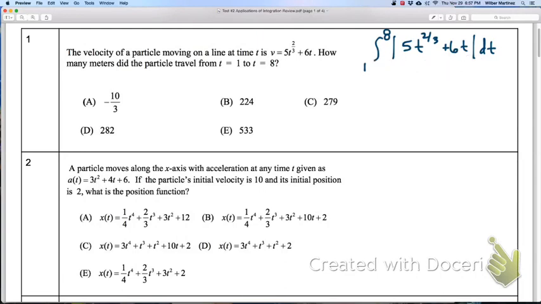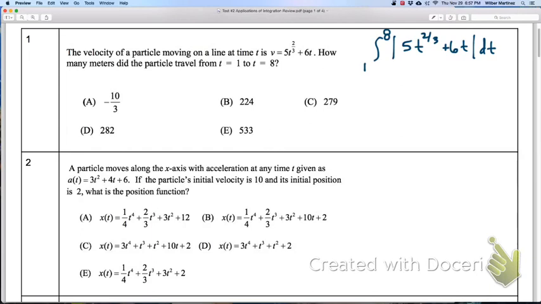If they did have it in the non-calculator section, then of course you would be expected to do this without a calculator. So to figure out the absolute value of 5t to the 2/3 plus 6t, you would just factor out a t and then find the two zeros and figure out where it's positive versus negative. All of the positive pieces you would take the integral normally, all of the negative pieces you would just make them positive. But I'm going to use my calculator to solve this because like I said, typically it's in the calculator section.